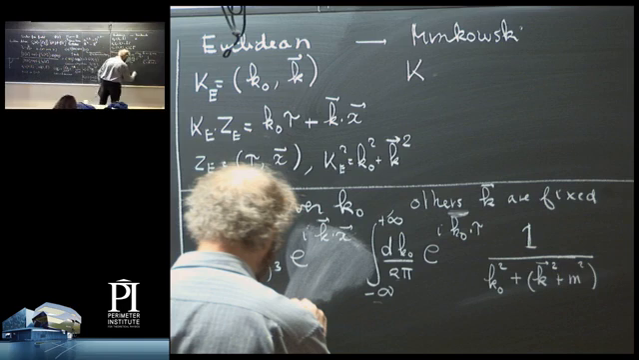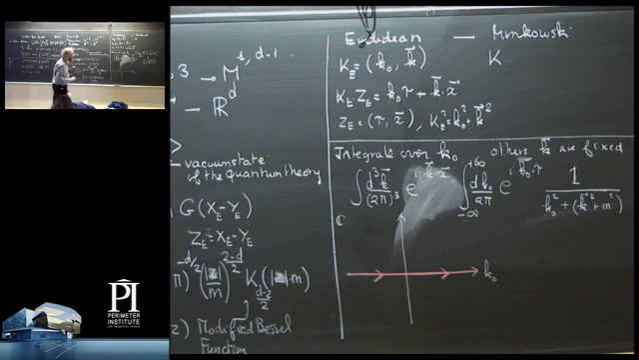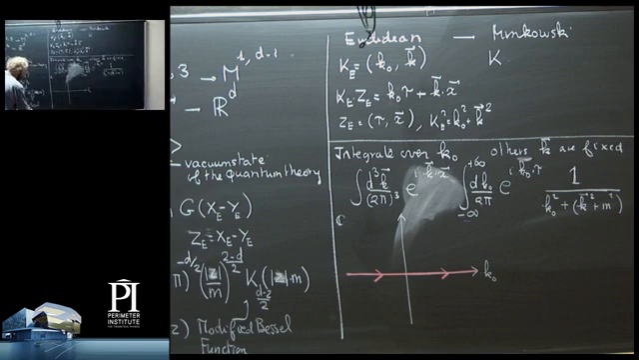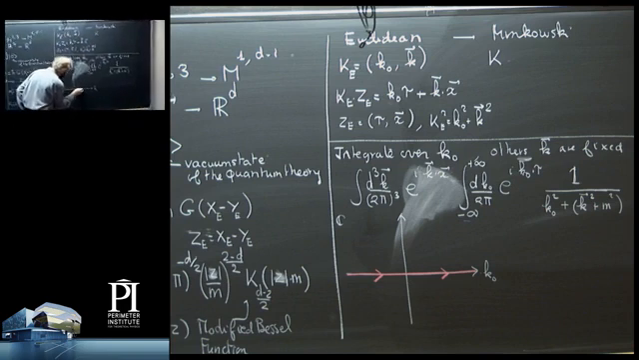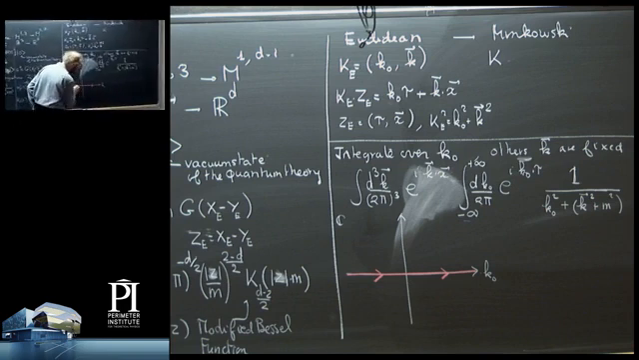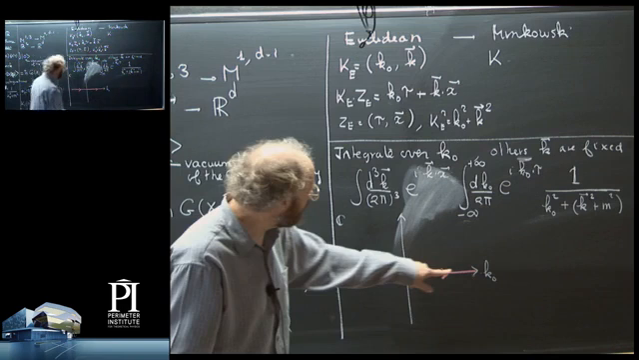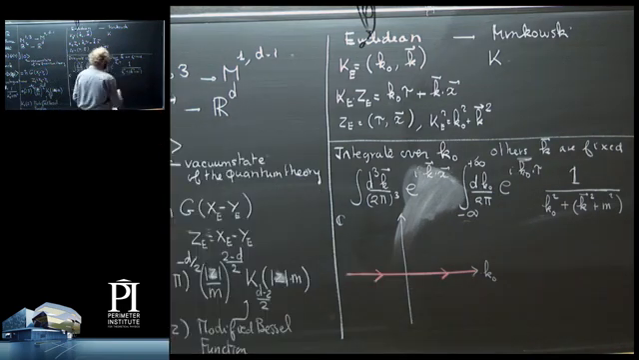Here is a complex plane in k naught. So this is k naught, and this is the real part of k naught. This is a complex plane, C. And in fact, what I am doing is integrating from minus infinity to plus infinity over k naught. So this is the path of integration over the variable k naught. I'm integrating k naught over the real axis. You see? Okay.